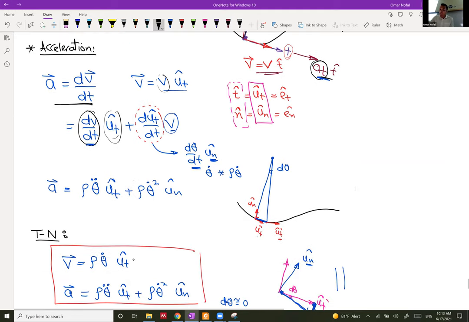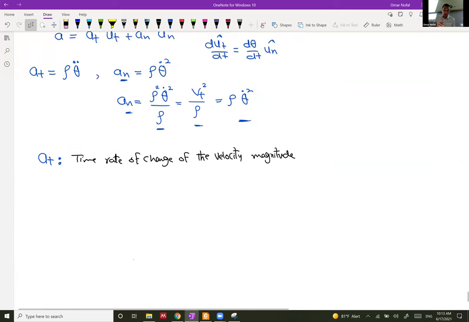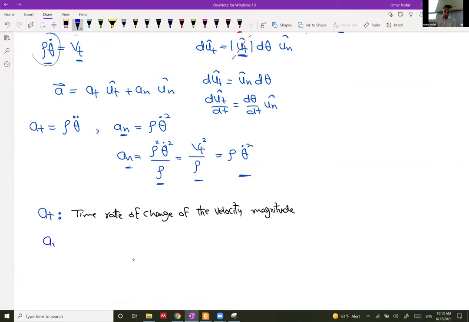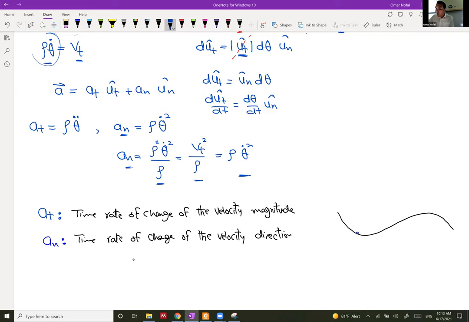So as you can see, let's put it here first. An is the time rate of change of the velocity direction. So assume that we have a curve like this, and let's see how the acceleration looks. The normal acceleration is always in the direction of n, which is toward the center of curvature. And the tangent acceleration could be in the direction of the velocity, or in the other direction, depending on whether the particle is accelerating or decelerating.